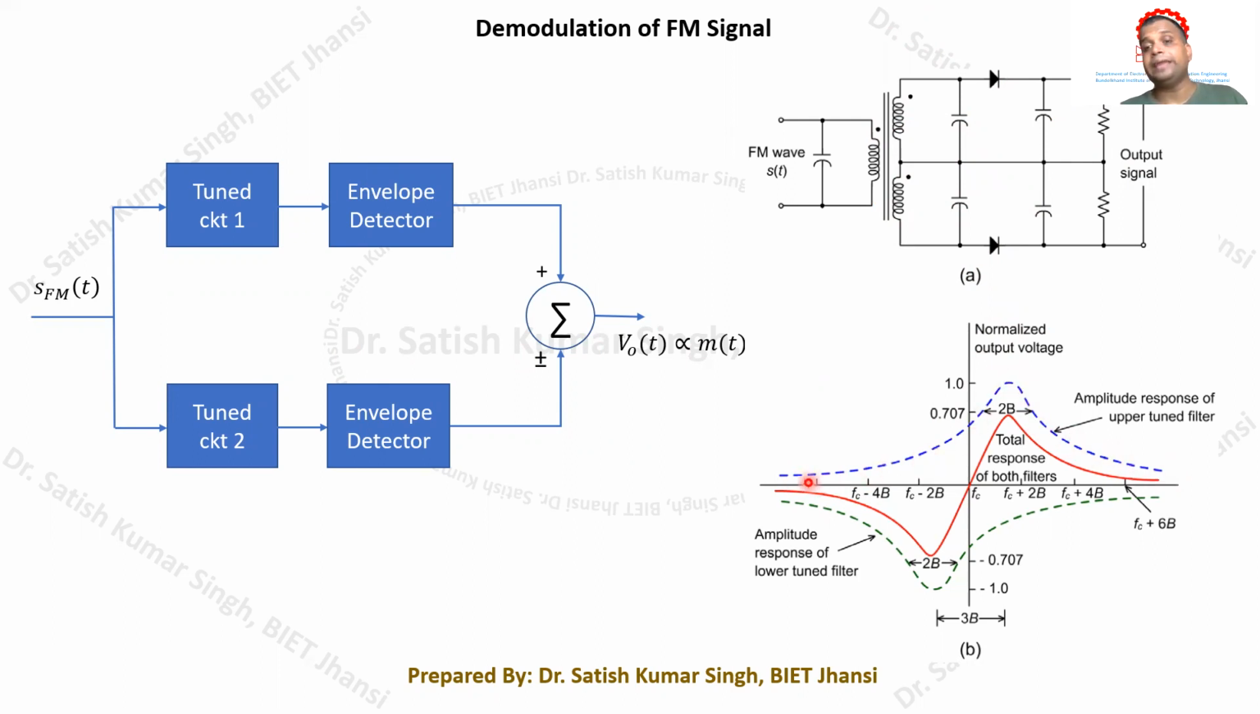So we are talking about the magnitude response. I am just talking about the magnitude response here. Let us say this is the amplitude response of the upper tuned filter, and this is the amplitude response of the lower tuned filter. Now if we add them together, you will find that there are certain portions which are actually overlapping.